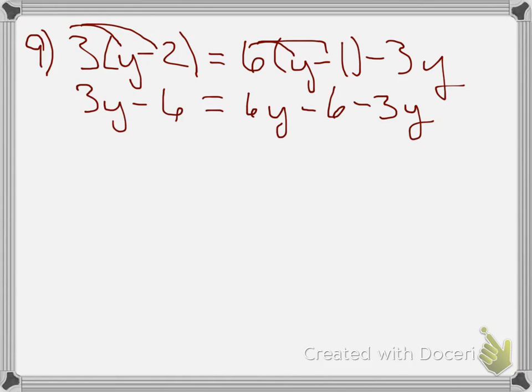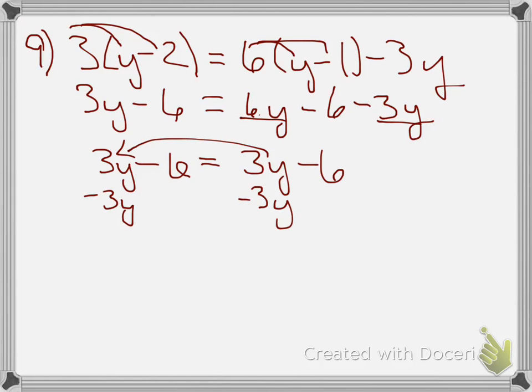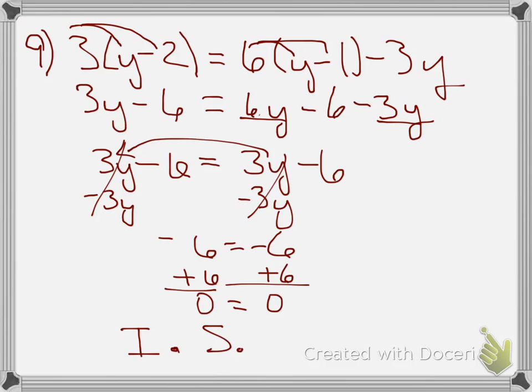And then combine like terms, because I've got this 6y and 3y that are basically the same on the same side. So I need to combine my like terms, and now I'll get 3y minus 6 equals 3y minus 6. Notice at this point, I basically had the same thing on both sides. That should tell me infinite solutions. But I'll go ahead and finish it out. And you can see here, 0 equals 0 would be infinite solutions.